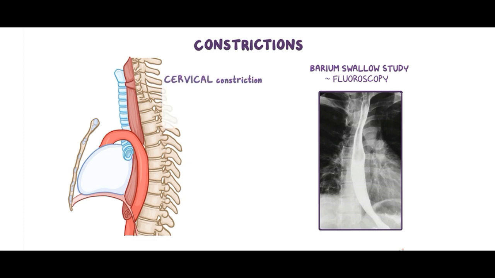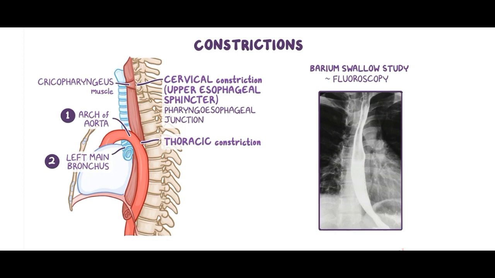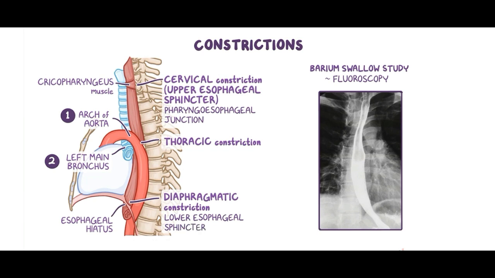The cervical constriction, also known as the upper esophageal sphincter, is located at the pharyngoesophageal junction and is caused by the cricopharyngeus muscle. The thoracic or bronchoaortic constriction can occur at two points where the esophagus is first crossed by the arch of the aorta and then where it's crossed by the left main bronchus. Lastly, the diaphragmatic constriction is where the esophagus passes through the esophageal hiatus of the diaphragm, with the diaphragm actually contributing to the lower esophageal sphincter. These esophageal constrictions are areas where food can potentially get stuck.